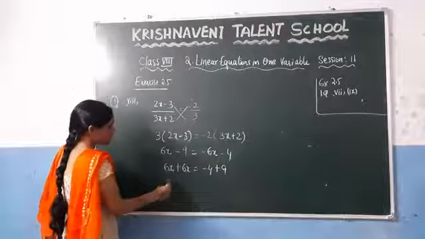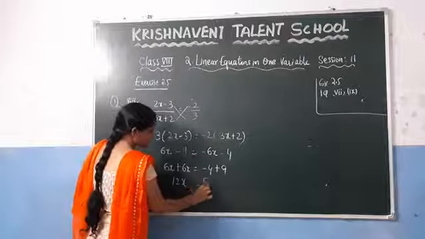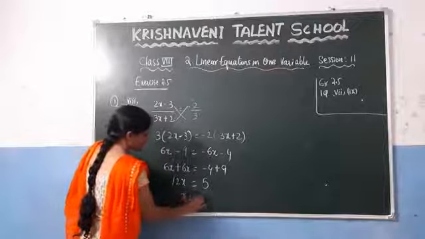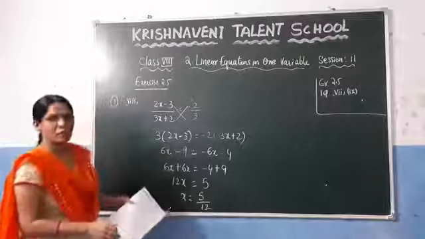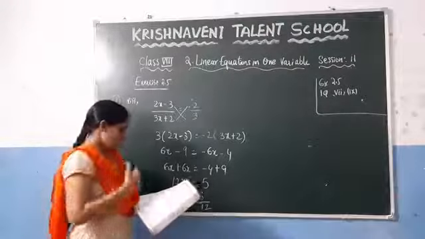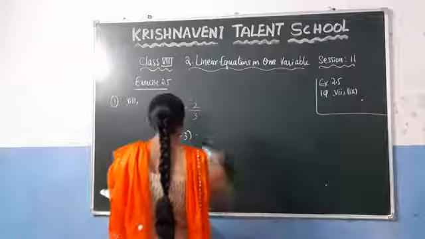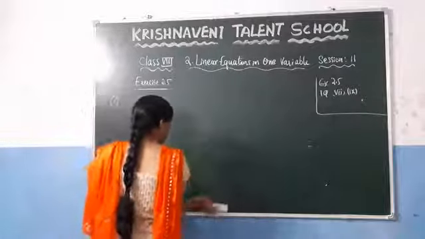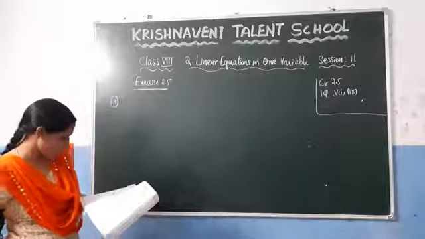Now, what is the value of 6x plus 6x? 12x. And what is the value of 9 minus 4? 5. And after that, what is the value of x which is 5 by 12? Just, you need to solve, take the variables to one side and take the values to the other side. Now, see the next question. 9th question you can do it in the same way. See the 10th question here.